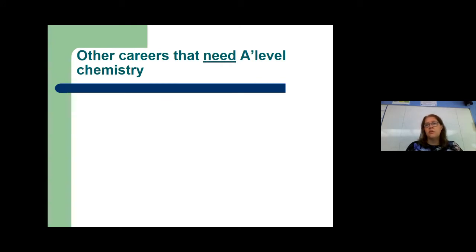There are some careers out there that need A-level chemistry, and they are things like medicine, dentistry, and veterinary science. So even though you might think that you need to do very well in biology for these careers, you do actually need an A-level in chemistry as well.